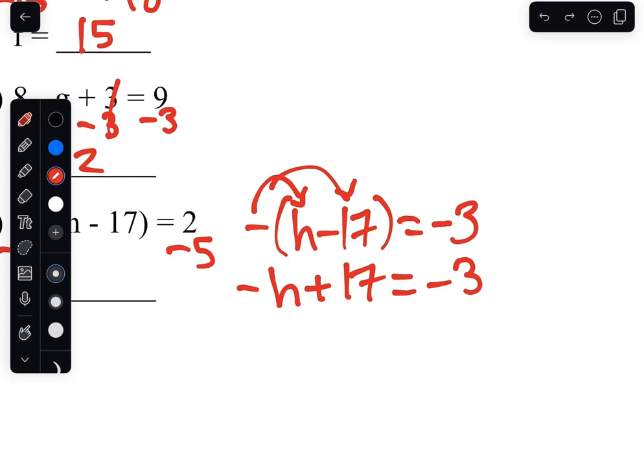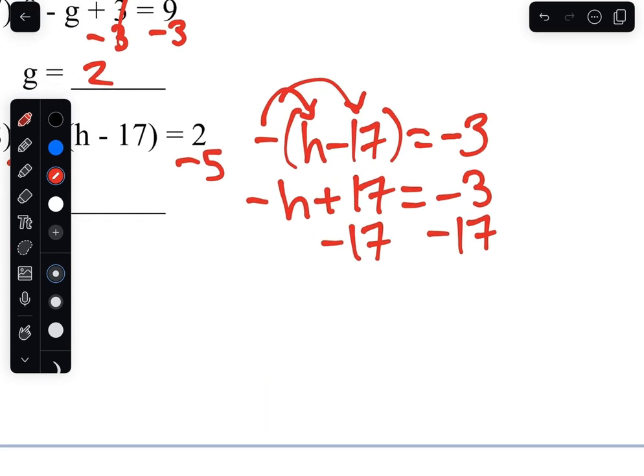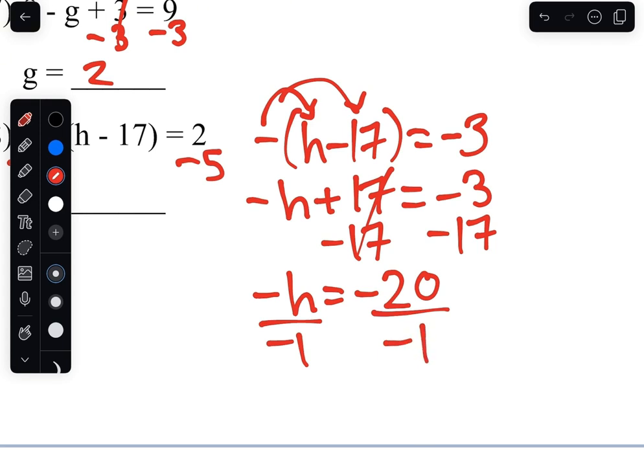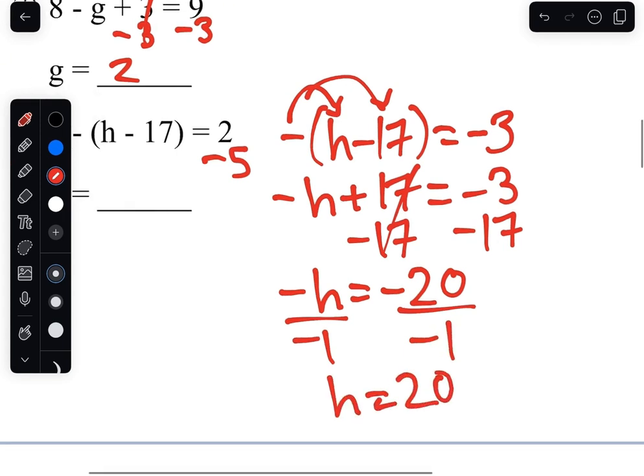And then we subtract 17 from both sides. And then we have negative h is equal to, 17 cancels out, -3 plus -17. So if you add two negatives together, we get a negative. So negative 3 plus negative 17 is equal to negative 20. And then we divide both sides by negative 1 to get h is equal to 20.